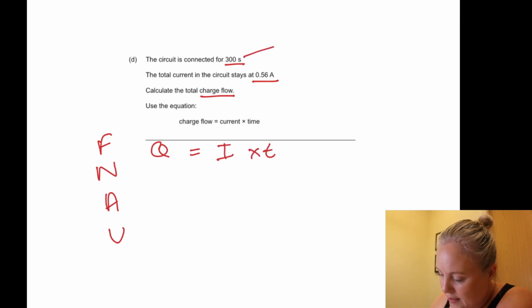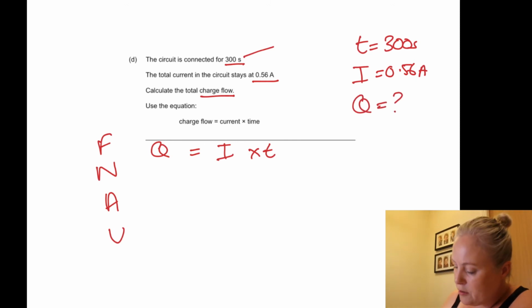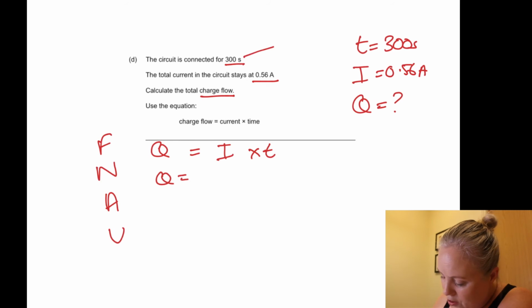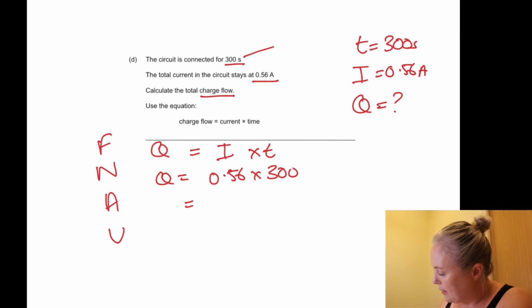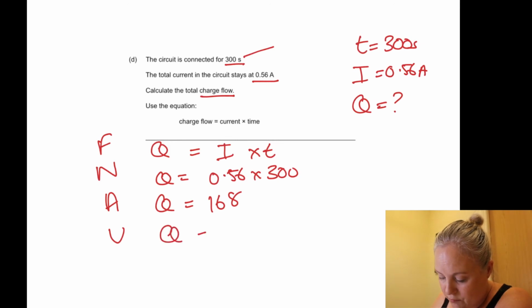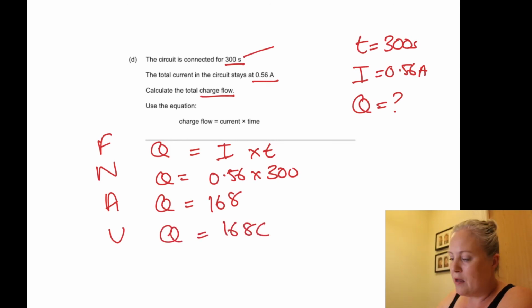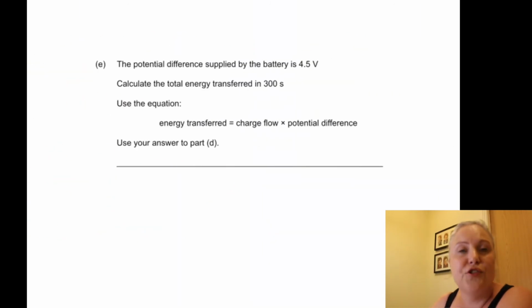We know that the time equals 300 seconds. We know that the current equals 0.56 amps, and we're being asked to work out the charge. So what we're going to do is put our numbers in. So charge equals 0.56 times 300. Work out our answer. Equals 168. Is our charge, and we don't forget our units of charge is coulombs. Right? Okay, here's another question.